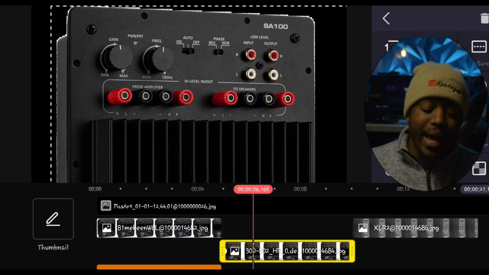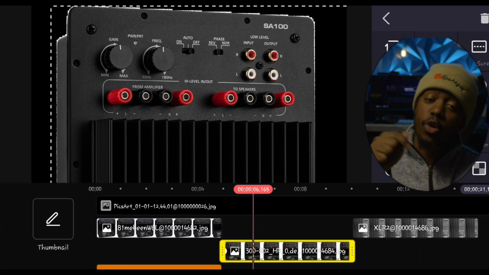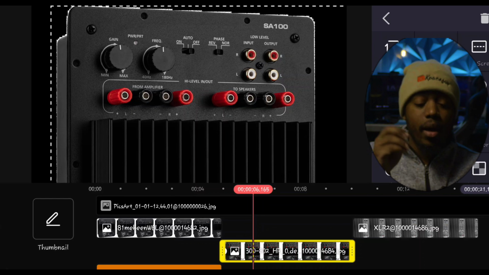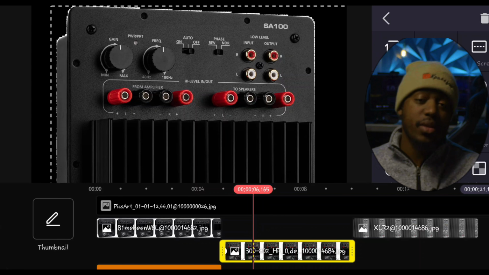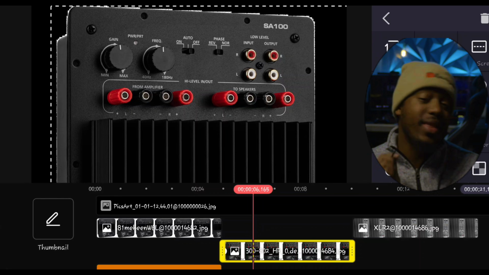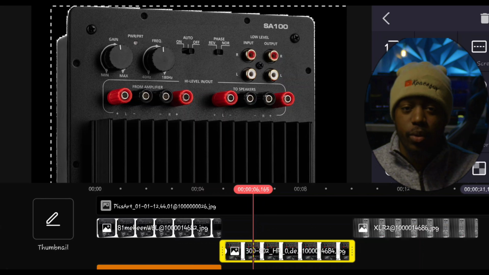So if you're using high level inputs, then you want to use the crossover on the plate amp. If you're using RCAs for a home theater application, then you want to use the crossover on your receiver. That's how you use this plate amp. Let's talk about the next one.